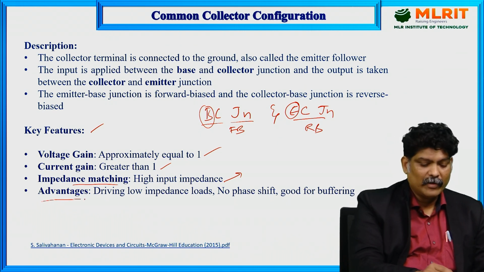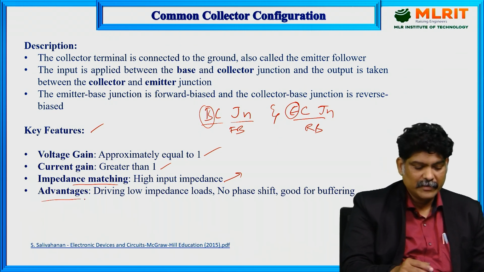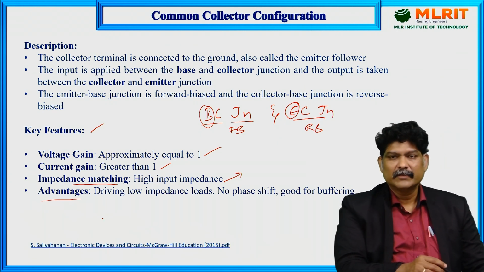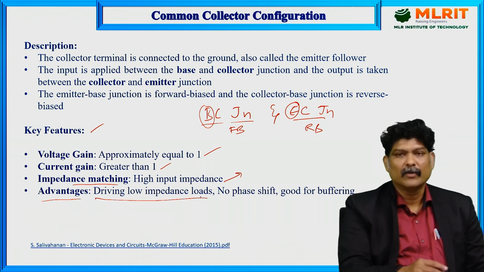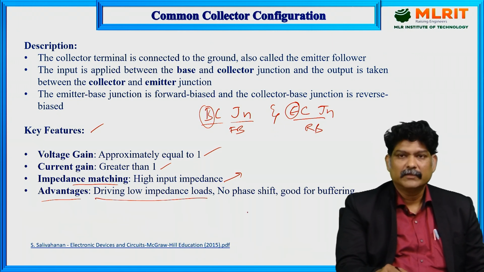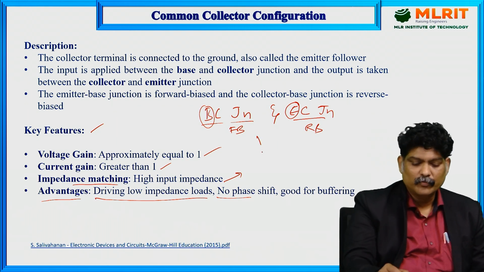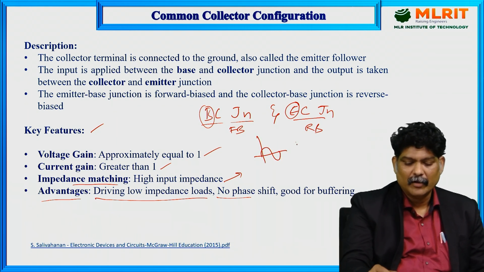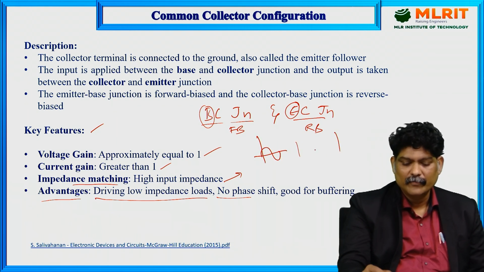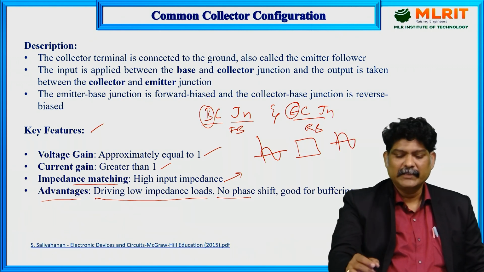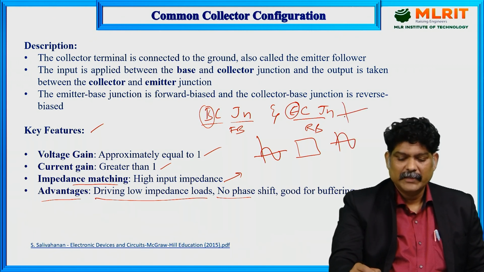And then the advantages of the common collector configuration. Usually it is used for driving low impedance loads. Another advantage is no phase shift: between output and input there is no phase shift. Usually if you consider a CE amplifier, there is a 180 degrees phase shift between input and output.